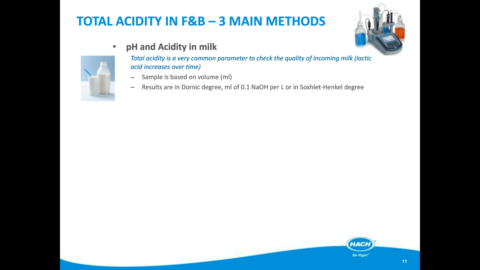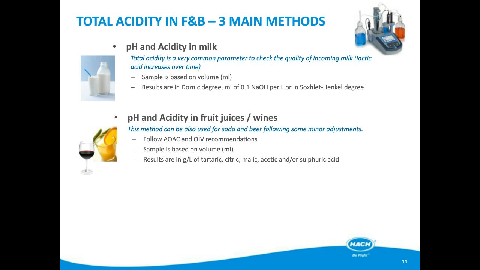Another method, which is called pH and acidity in fruit juice and wine, can be used for all other liquid samples. For instance, fruit juice, wine, beers, sodas, and so on. So this method will follow international recommendations from AOAC and OIV, for instance, and the results will be expressed in gram per liter of different acids like tartaric, citric, malic, acetic, and so on. You can follow the acid that you want.